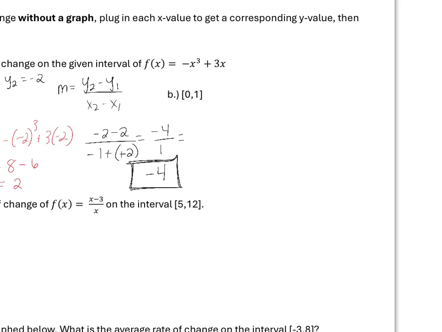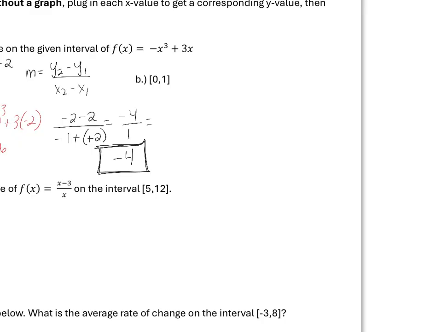All right. Let's do this one. Okay, again, this is going to be two x values. This is an x1 and an x2. So we'll find our corresponding y values. y1 is going to equal when we plug in 0. So 0 cubed plus 3 times 0 is going to just give us 0.